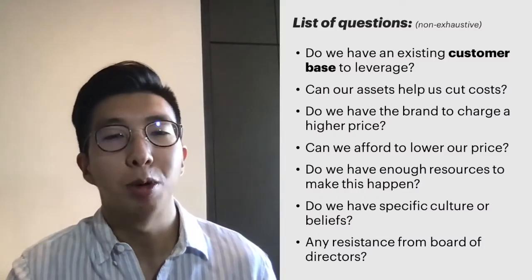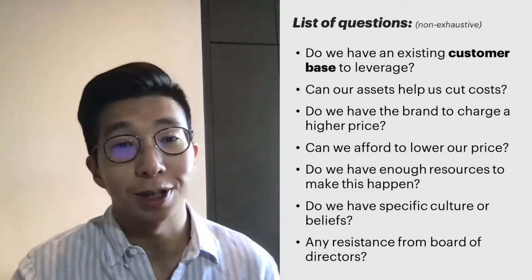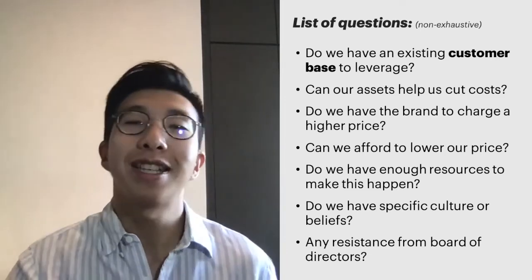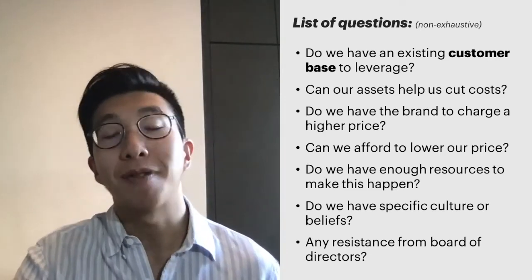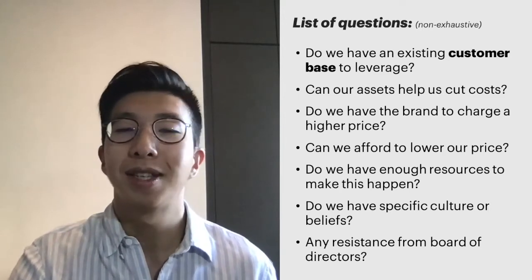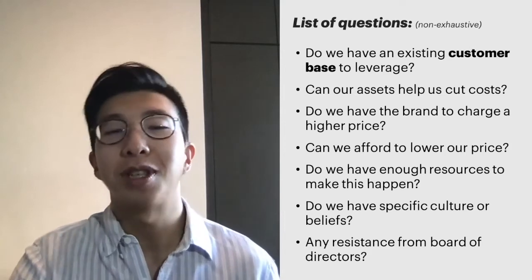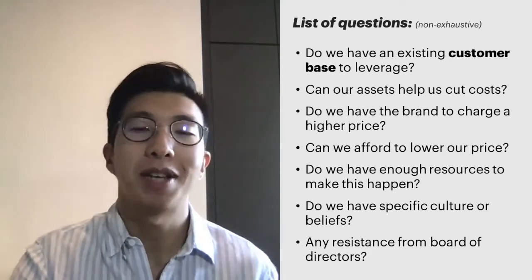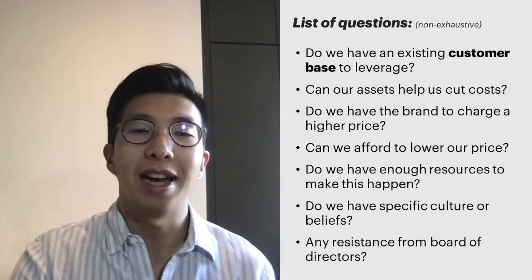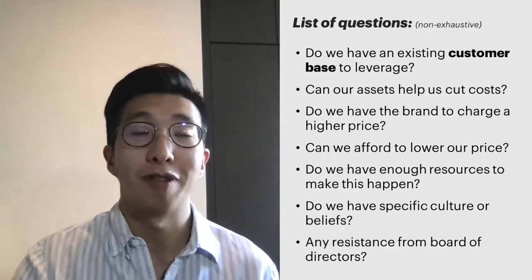The last piece of common qualitative analysis that you might want to conduct is looking at the company and figure out whether the client has an advantage or disadvantage. A list of questions you could ask, for example, is, do we have an existing customer base to leverage? Can our assets help us cut costs? Do we have the brand to charge a higher price? Can we afford to lower our price? Do we have enough resources to make this happen? Do we have specific culture or beliefs? And is there any resistance from our board of directors?